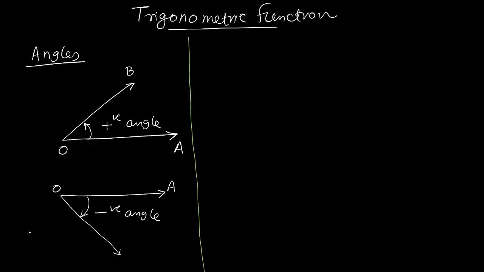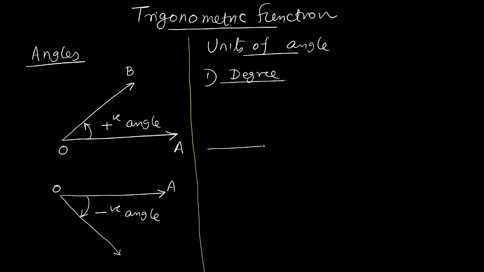There are two units of angle. One is degree, like 30 degree, 45 degree, etc. How will you define degree? Let me draw an important diagram. I don't want to spend more time on this because it is familiar to you. Origin. Suppose this is the initial ray.